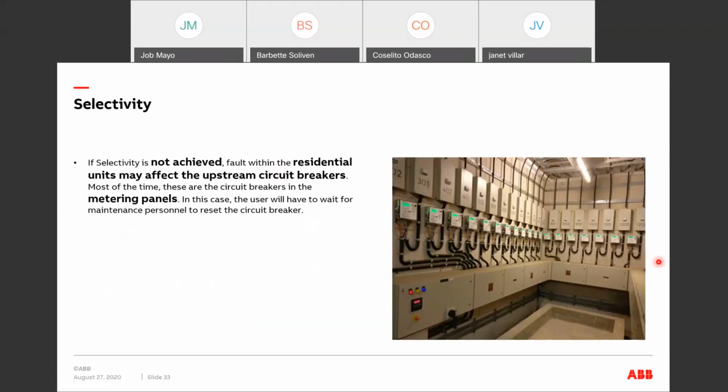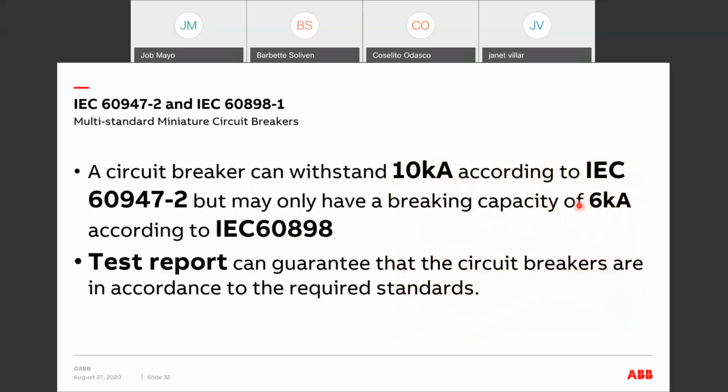So again, this can be used depending on the location. As you can see, if the circuit breaker will be installed outside a residential dwelling unit, we use the IEC 60947-2 or the 10 kiloamp rating. On the other hand, if the circuit breaker will be installed inside a residential facility wherein the electrical practitioner has no access, and the only one who can access it is the owner of the residential facility, we use the 60898-1 standard.